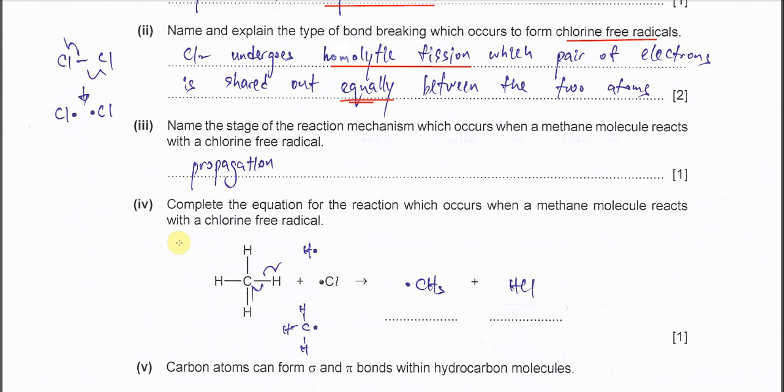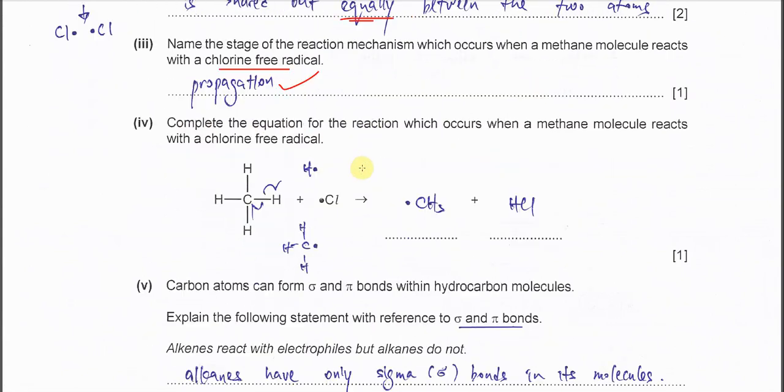Part 3. Name the stage of the reaction mechanism which occurs when a methane molecule reacts with chlorine free radical. When chlorine free radical forms and reacts with others, especially hydrocarbon, we know that it must be propagation. Okay, part 4 is the equation for this propagation. Complete the equations for the reactions which occur when methane reacts with chlorine free radical.